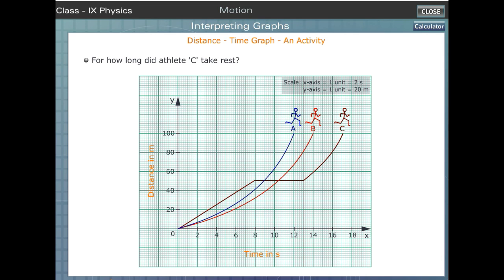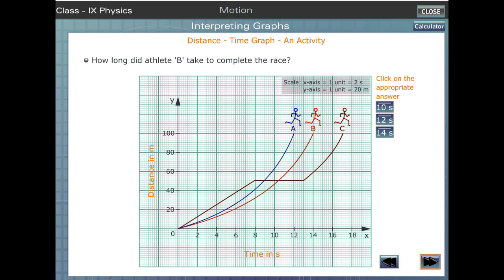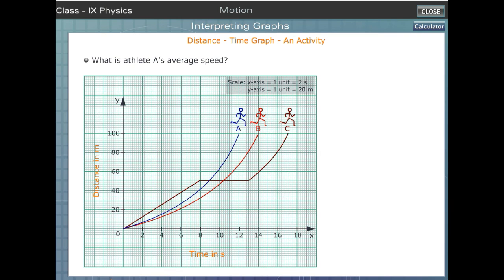For how long did athlete C take rest? How long did athlete B take to complete the race? What is athlete A's average speed?